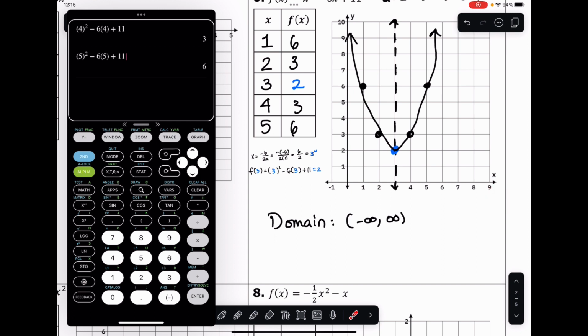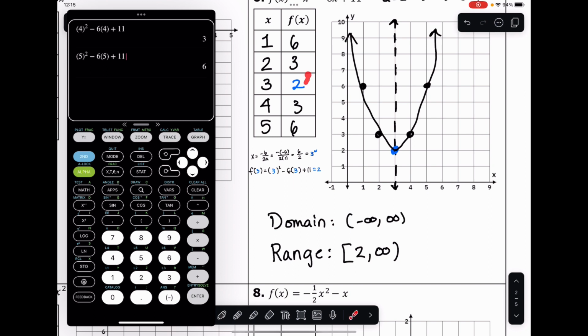So that's the domain. Now the range, however, that is going to be different for every problem. On this particular problem, since the lowest value that the graph reaches is 2, that value there, 2, that's going to be the lowest y value. Remember the range of the y's, that is the lowest y value that the graph reaches. So our range is going to be all of the values of y from 2 to positive infinity.